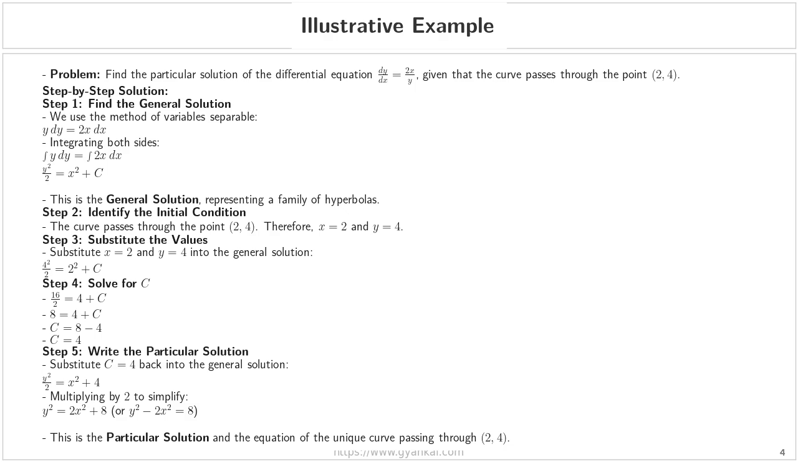To make the equation look cleaner, let's multiply the entire equation by 2. This simplifies to y squared equals 2x squared plus 8, or you could write it as y squared minus 2x squared equals 8. This final equation is our particular solution. It is the one, unique curve that satisfies both the original differential equation and the specific point we were given. In the next slide, I'll show you how this exact process is used to solve real-world problems, like predicting how temperature changes over time.